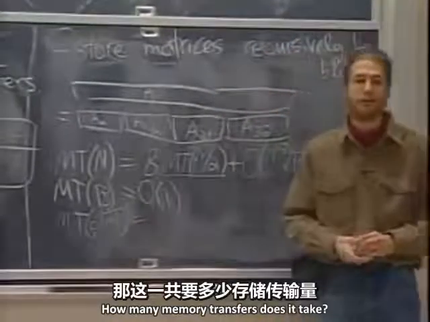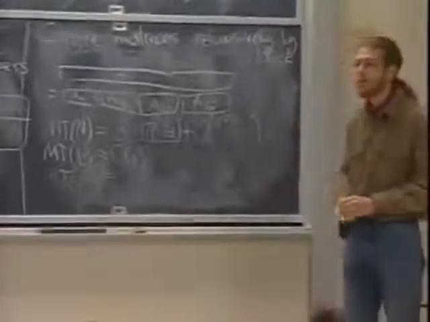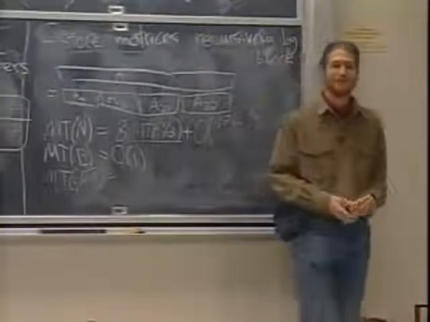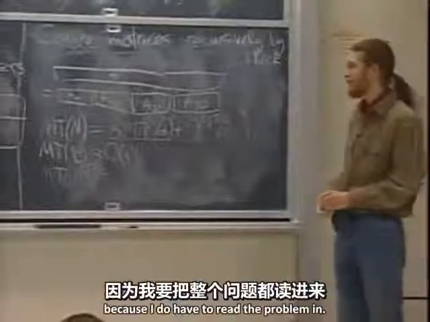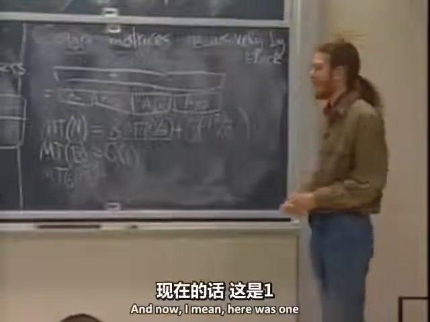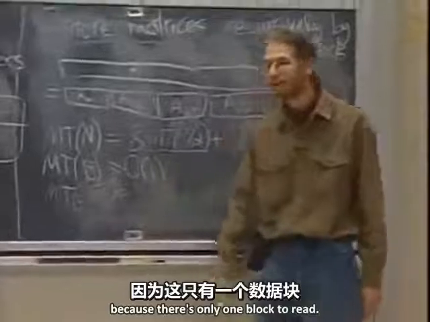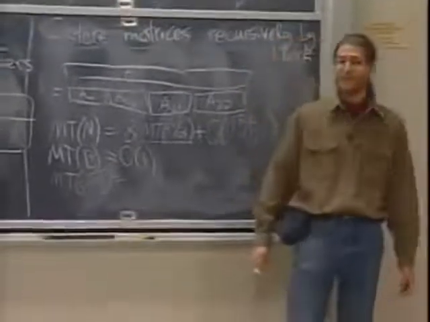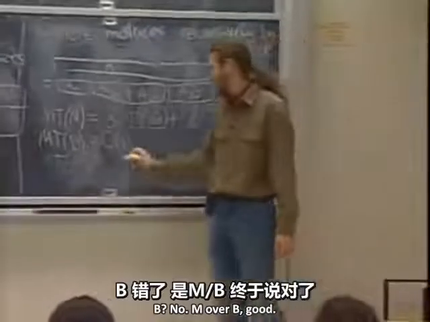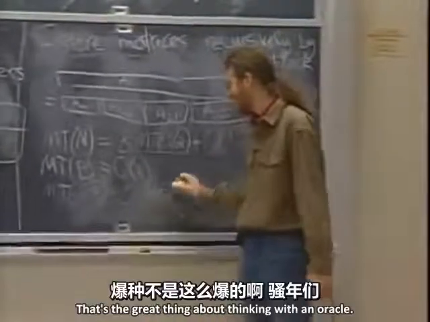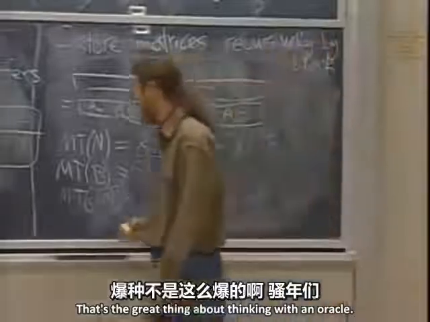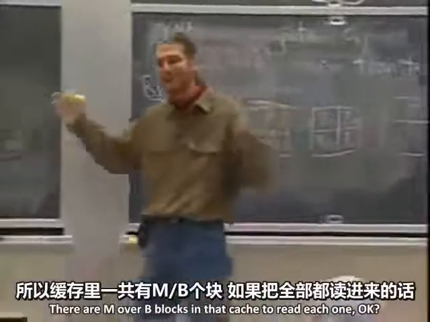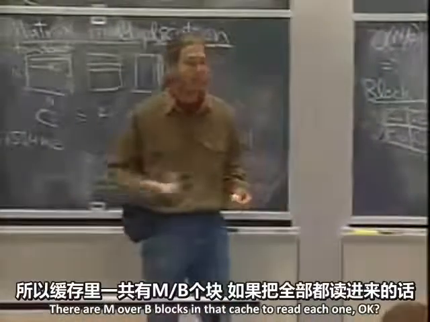How many memory transfers does it take? 1. It's a bit too small, because I do have to read the problem in. Here it was 1 because there's only 1 block to read. Now, how many blocks are there to read? Constant? Nope. B? Nope. M over B, good. Get it right eventually. It's a great thing about thinking with an oracle. You can just keep guessing. M over B, because we have cache size M. There are M over B blocks in that cache to read each one.